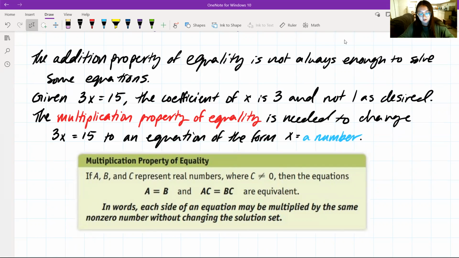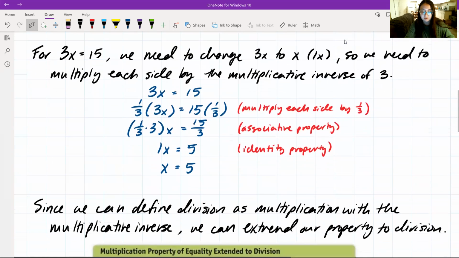So the multiplication property of equality states that if a, b, and c represent real numbers where c is not equal to 0, then the equations a equals b and ac is equal to bc are equivalent. So in words, each side of an equation may be multiplied by the same non-zero number without changing the solution set. So this tells us if we have 3x equals 15, we need to change 3x to x, or 1x. So we need to multiply each side by the multiplicative inverse of 3. Multiplicative inverse, remember, being our reciprocal.